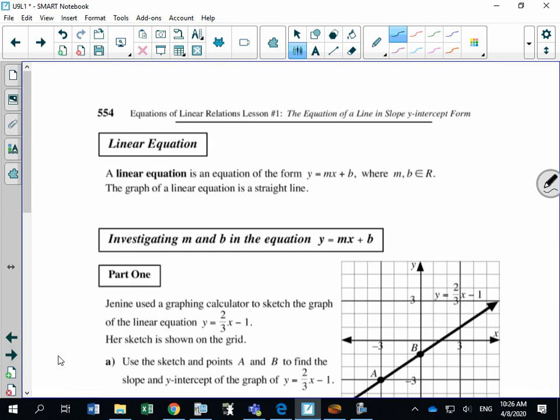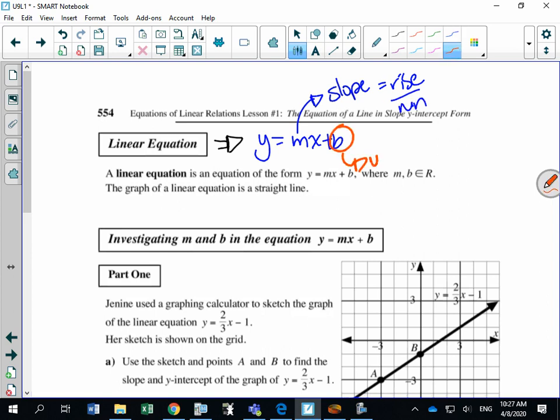Flip your page to page 554. So for linear equation, write down y is equal to mx plus b. Again, m is your slope, which is equal to your rise over your run. And your b value is equal to your y-intercept. And this will always give you a graph that's a straight line. So it says here, highlight this: the graph of a linear equation is a straight line.